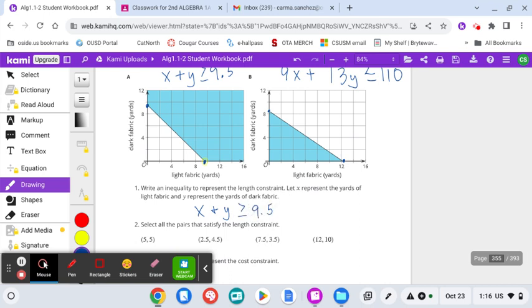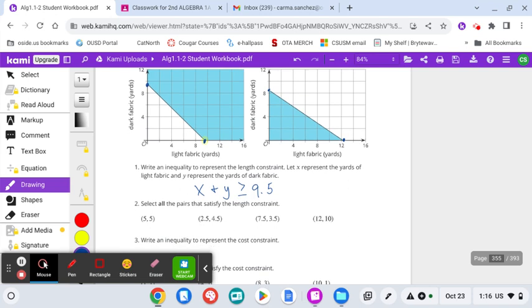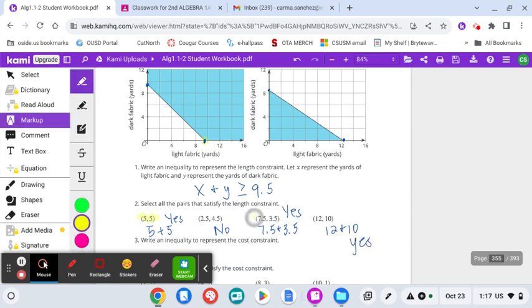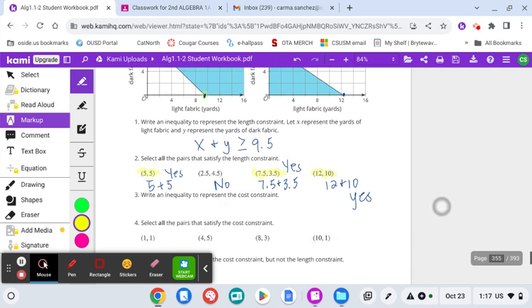And it says select all the pairs that satisfy this length constraint. So we're just adding them. Is 5 plus 5 greater than or equal to 9.5? Yes. Is 2.5 and 4.5 greater than or equal to 9.5? No, not enough fabric. Is 7.5 and 3.5 greater than or equal? Well, that equals 11, so yes. Is 12 and 10? 12 plus 10 is 22, so that's a yes. So the correct solutions to this are here, here, and here, and the no was that one.